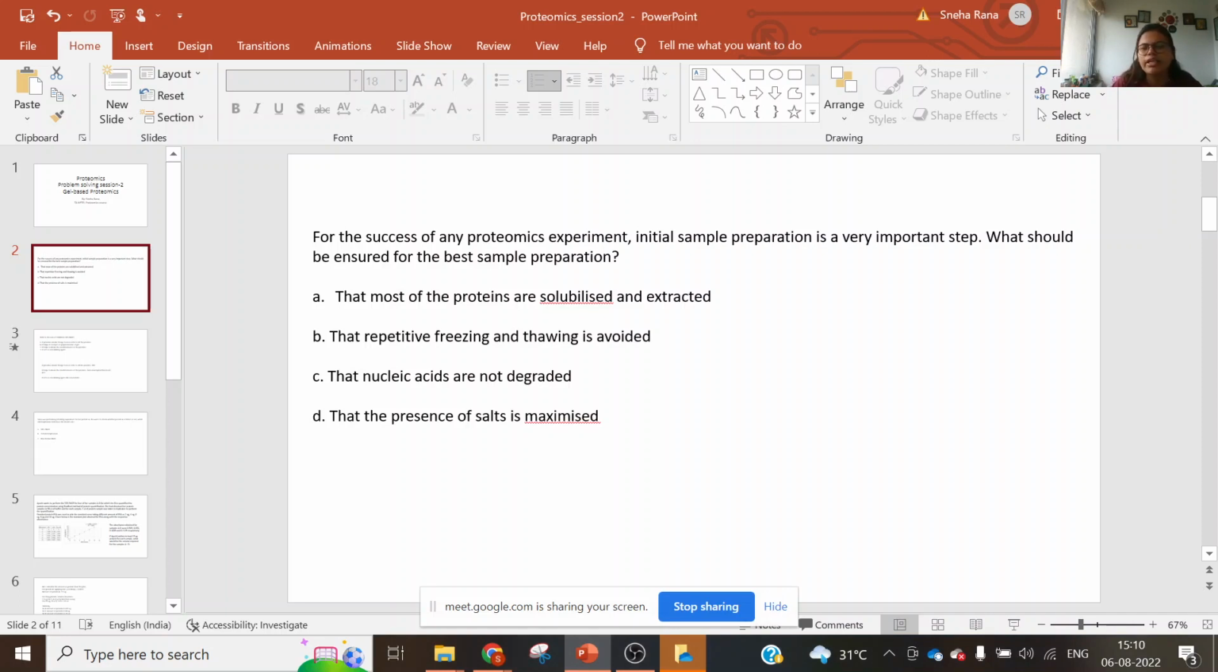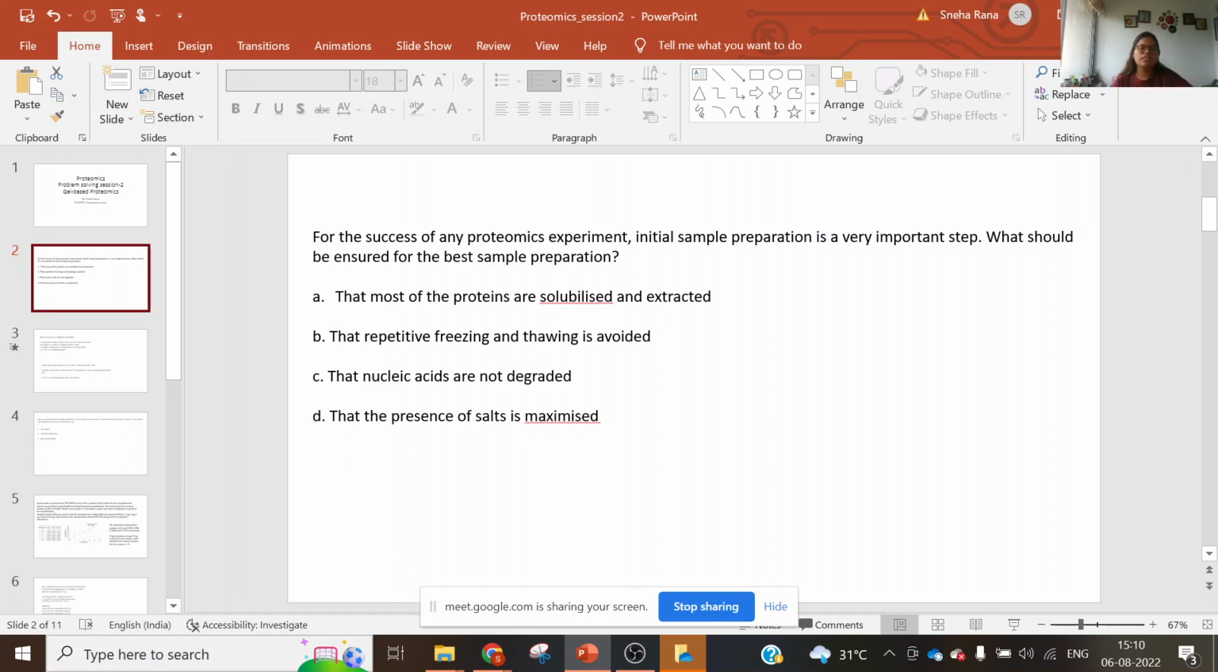Nucleic acids like DNA or RNA, if present in your sample preparation along with the protein of your interest, is it fine? Can you go ahead for proteomic study, or may it hamper your protein analysis? It is not fine. Nucleic acid presence is not fine. Yes, correct. If nucleic acid is present, like DNA or RNA, especially DNA, it may hamper your protein analysis. Okay.